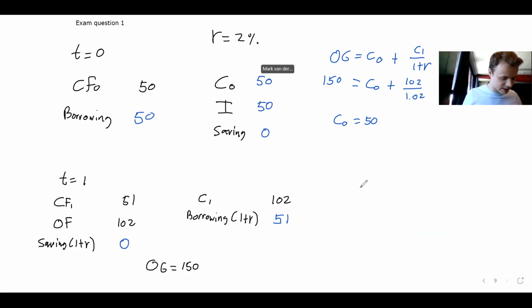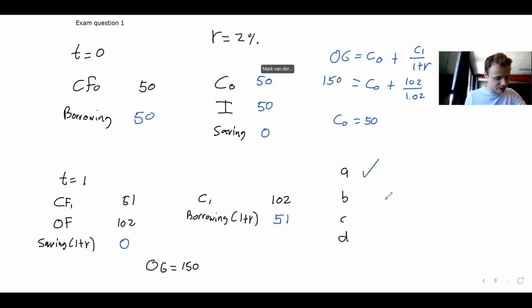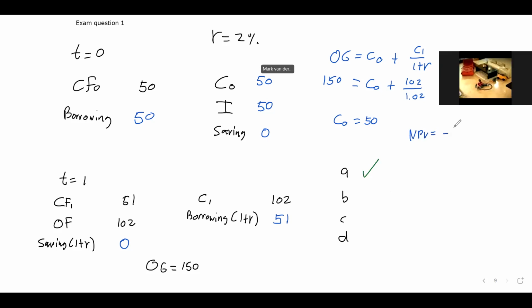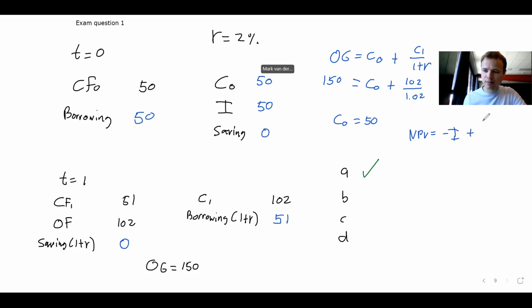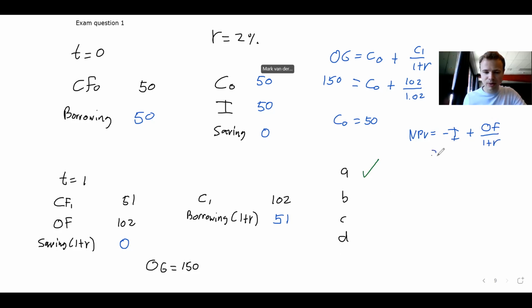Then we're going to look at the statements. A, B, C, D. Which statement is false? A, Ronaldo invests 50 euro. Is that true? Yes. B, the net present value of the investment equals 50. Ooh, we have to calculate that. What was the formula again for the net present value? Minus the investment, plus the proceedings discounted by the interest. Yes. Well, the investment, we just figured that out, is 50, right?